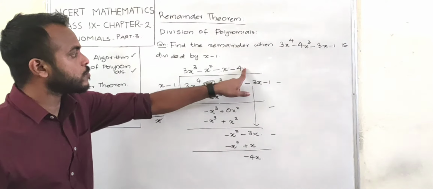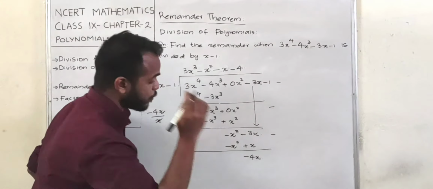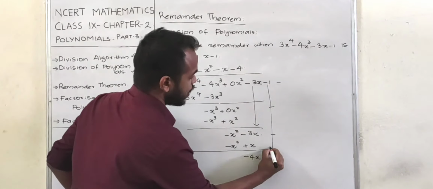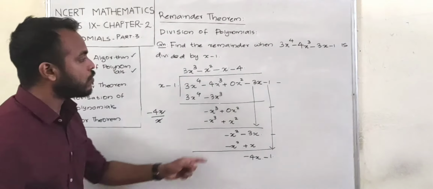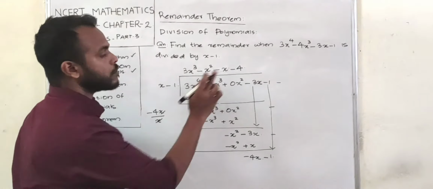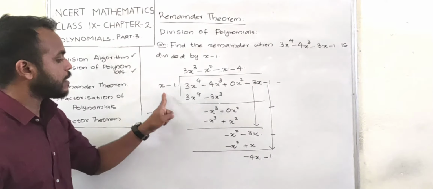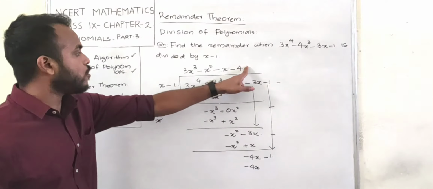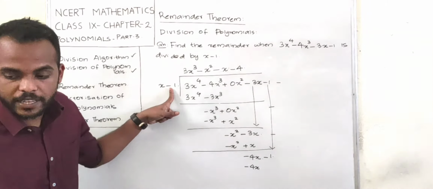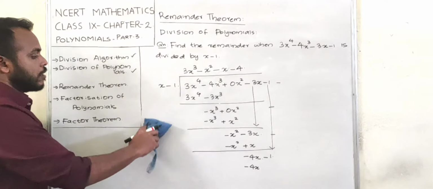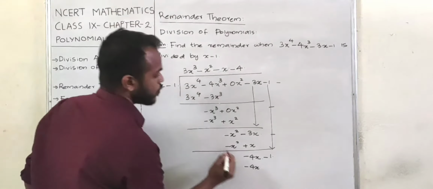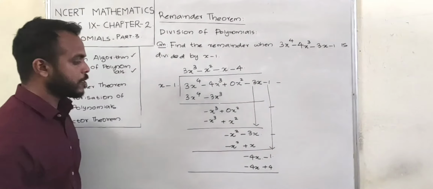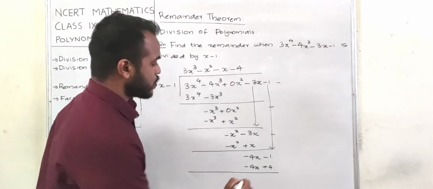Now the reverse process, minus 4 into x is... Okay, before that, we should write down the next term. Who is that over here? It's minus 1. Now minus 4x by x is, already I have written minus 4. Now minus 4 into x is minus 4x. Then minus 4 into minus 1. Minus and minus is plus, so plus 4 is written. Now, this last step: minus 4 minus 1.